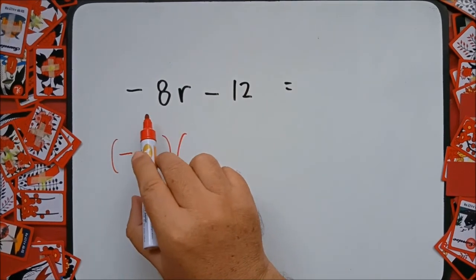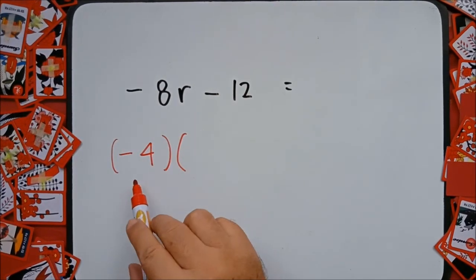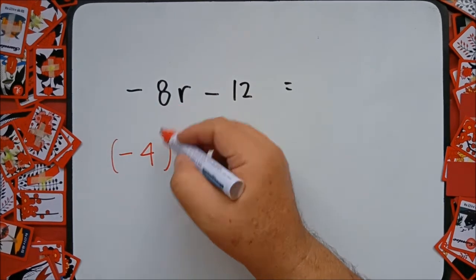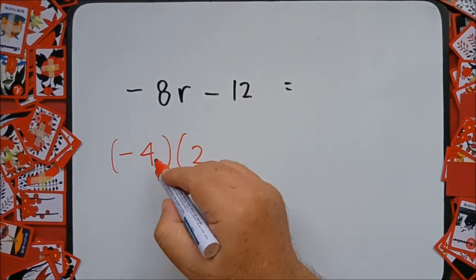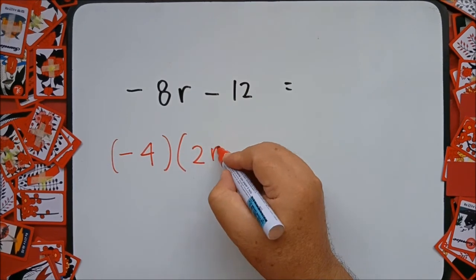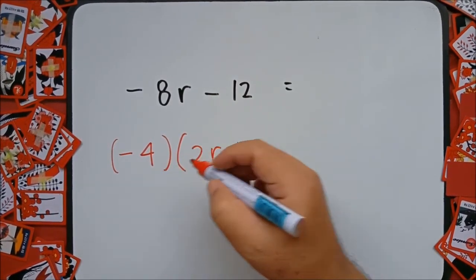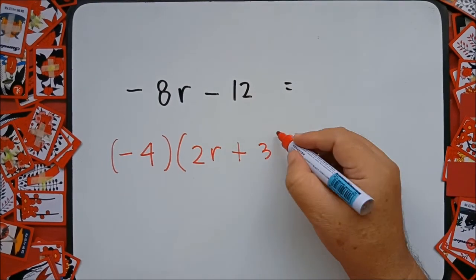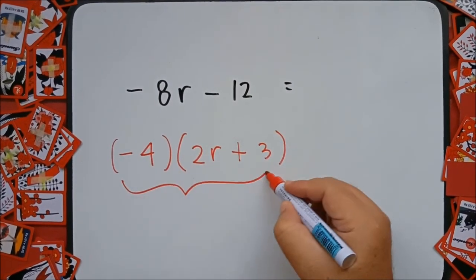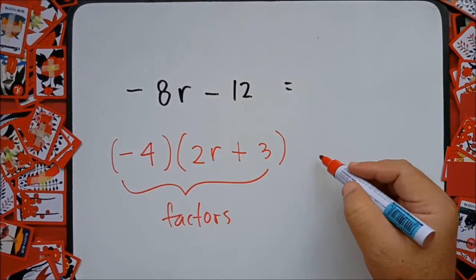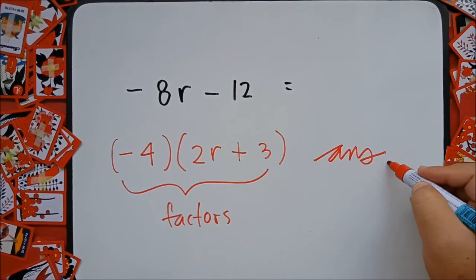Ngayon, i-divide mo ngayon itong negative 8r minus 12 sa negative 4. Negative by negative, magiging positive. Huwag mo na isulat. 8 divided by 4 is 2. R divided by wala. So, R pa rin. So, kopyahin mo lang. Negative divided by negative, positive. 12 divided by 4 is 3. Okay, wala na. So, this will be your factors. So, ito yung answer. Okay, that's it.